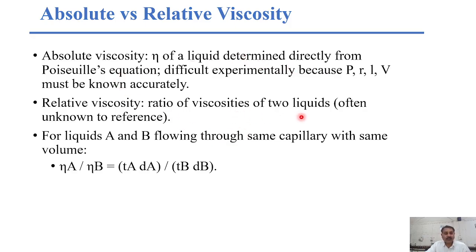of two liquids. Generally, consider two liquids A and B flowing through the same capillary with the same volume. So eta A upon eta B is equal to Ta dA upon Tb dB. Ta is the time of flow of liquid A, dA is the density of liquid A, Tb is the time of flow of liquid B, that is the reference liquid, and dB is the density of the reference liquid. Generally water is used as the reference liquid, having known viscosity, and only its density and time of flow are to be determined by using the viscometer.